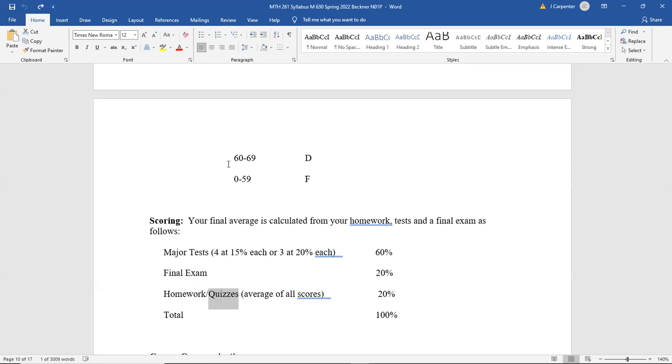Your final exam will also be 20% of your grade. Then the three or four regular tests will make up the other 60%. So if we do three tests, that means they'll be 20% each and everything is basically weighted all the same. If we do four tests, then each test is weighted just a little bit at 15% each to hit that 60% marker.